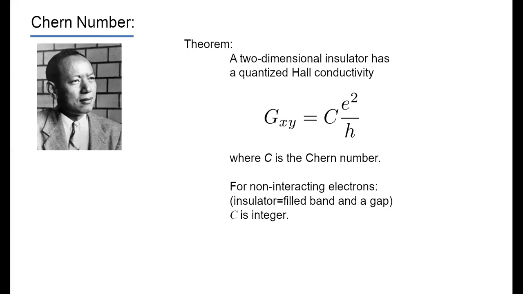But the important theorem, which really goes back to Thouless and Laughlin, is that any two-dimensional insulator always has a quantized Hall conductance. So G_xy, sorry, this should say conductance, not conductivity. The quantized Hall conductance, G_xy, is some constant C times e²/h, where C is known as the Chern number. If you're thinking about non-interacting electrons, where you just fill in some integer number of bands, and then you have a gap, and you have empty bands above it, C is just an integer. It's the quantized Hall effect. Okay, this is what the Chern number is, the coefficient of the quantized Hall effect.